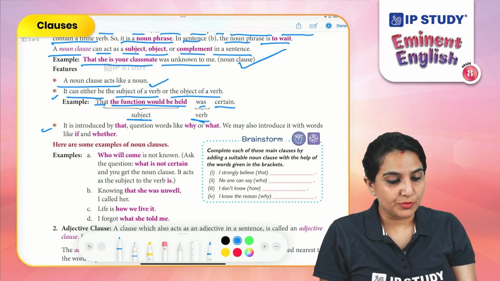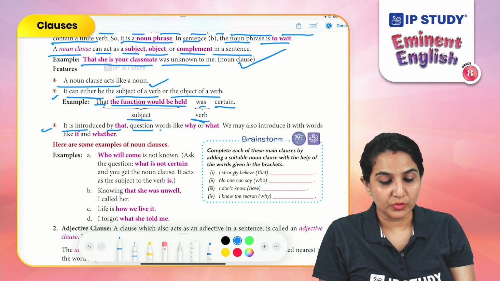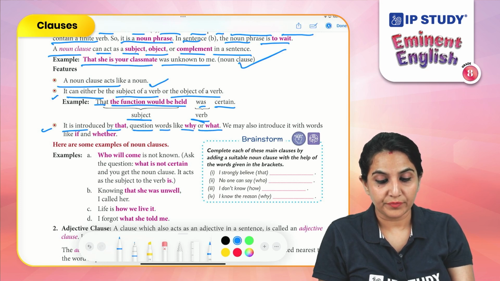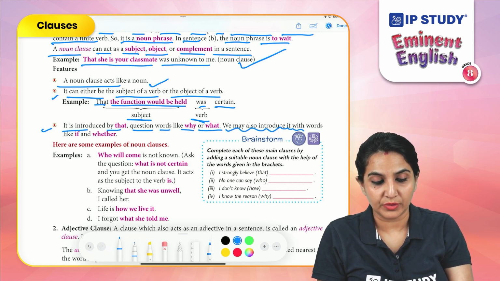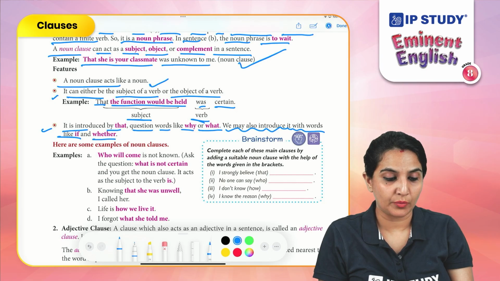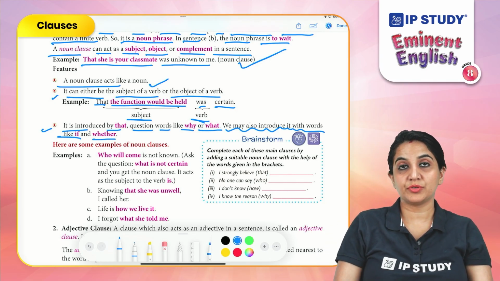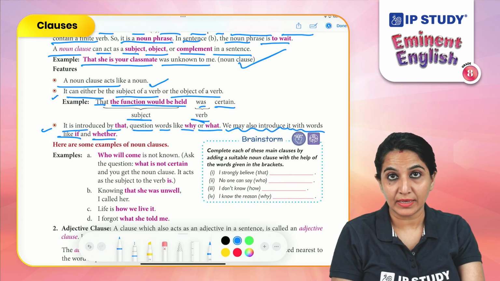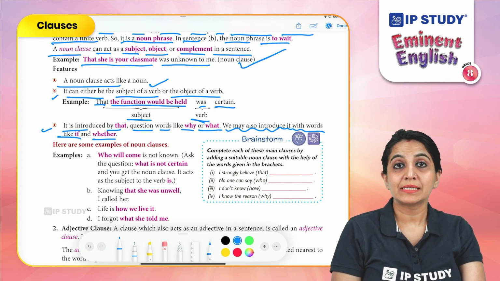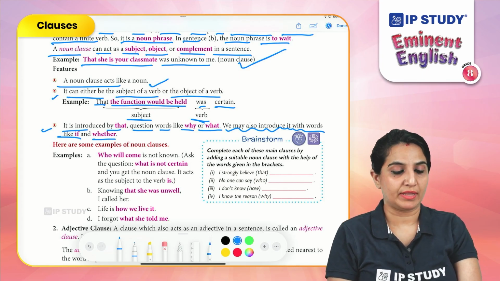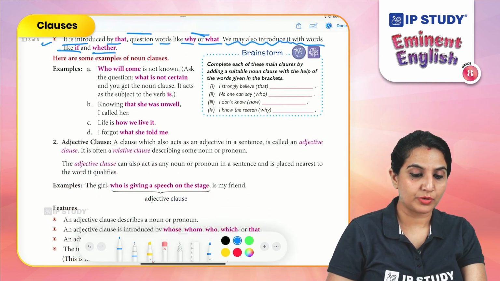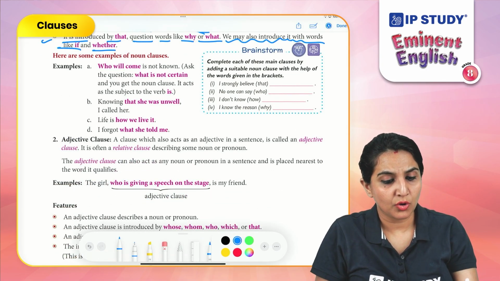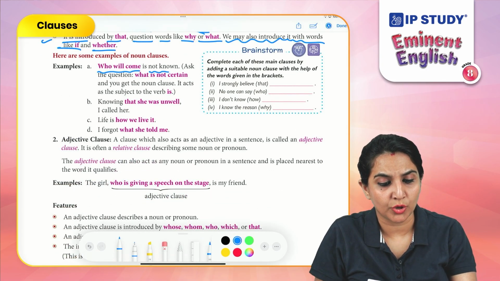It is introduced by that, or question words like why or what. We may also introduce it with words like if and whether. So, we can introduce a noun clause by that, why or what as well, but they can also start with if or whether. Here are some more examples, such as: who will come is not known.